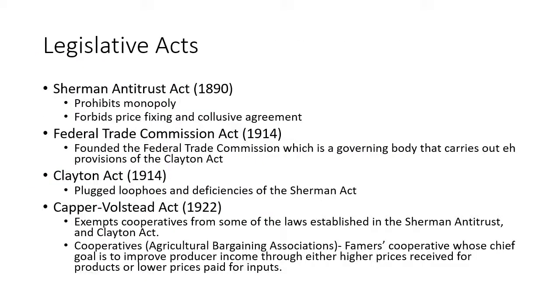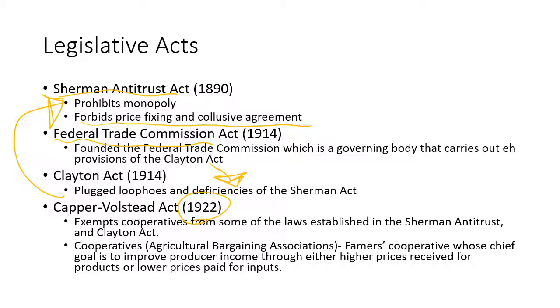So just to look at a couple of the legislative acts, the Sherman Antitrust Act basically forbids price fixing and collusive agreement. It also put some legislation against monopoly. In 1914, the Federal Trade Commission was established to carry out the provisions of the Clayton Act. And the Clayton Act just sort of updated and plugged some loopholes of the Sherman Antitrust Act.